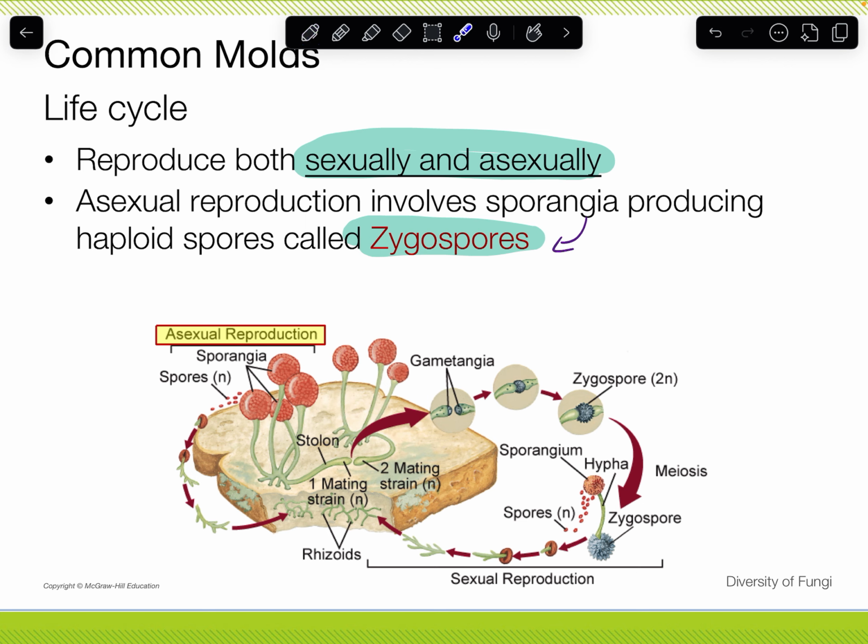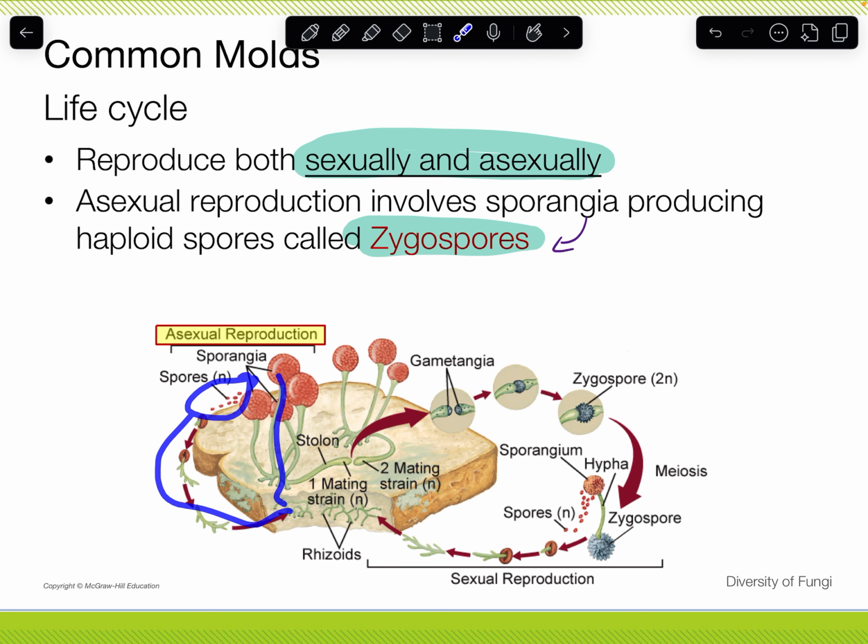So over here, we've got a couple things that we can look at. We're going to have our stolons, which are on the outside. Remember, rhizoids go inside. And we're going to have the sporangia that is on the right off of the stolons that's going to be making those spores. So that would be asexual reproduction right here. Asexual reproduction, we have our sporangia that's on the stolons. They're making spores, right?